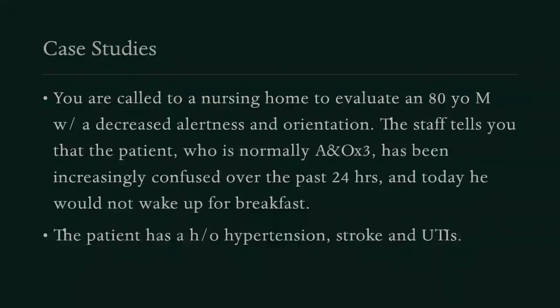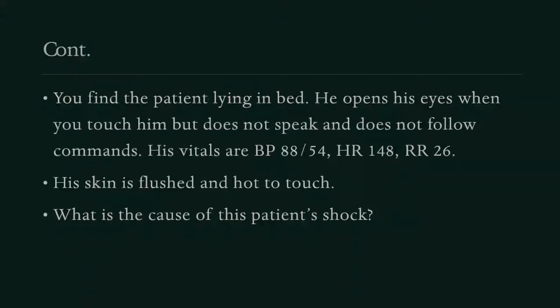The patient has a history of hypertension, stroke, and UTIs. So you've got all the chronic medical problems. You find the patient laying in bed. He opens his eyes when you touch him, but does not really speak and doesn't really follow commands. You get some vital signs. Ooh, that blood pressure, 88/54. Heart rate, 148. And respiratory rate is 26. He's going to pull up the shock index calculator, and we're going to throw it in there, and we're going to get a number. My heart can't take it.